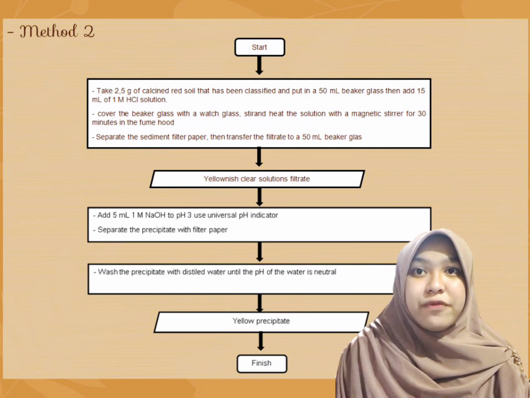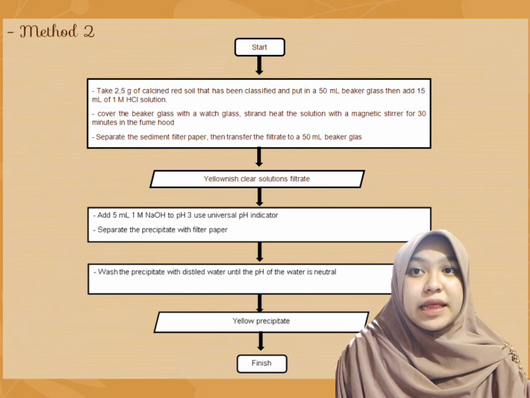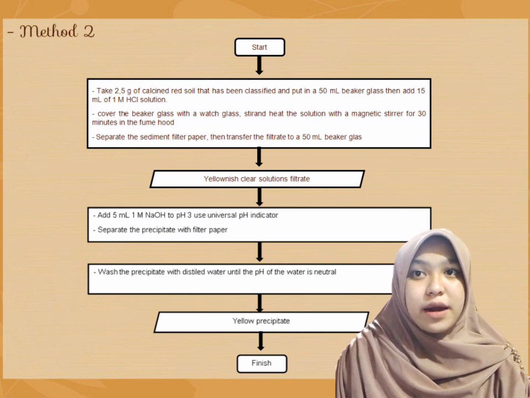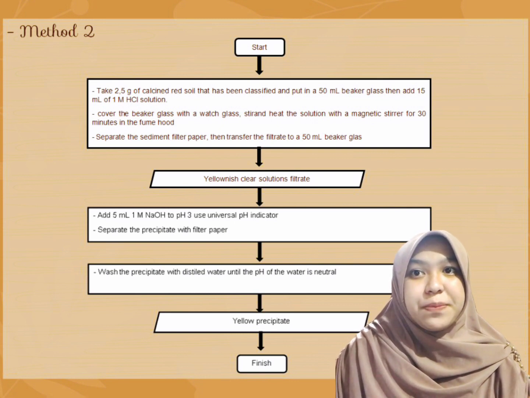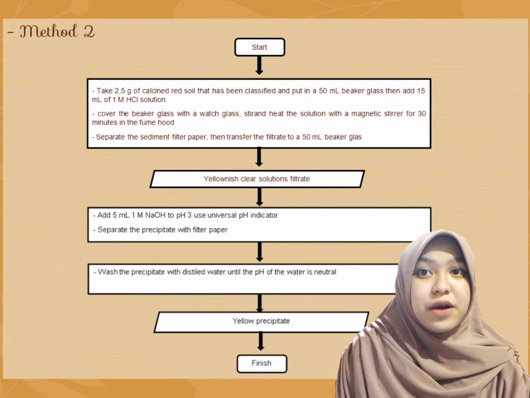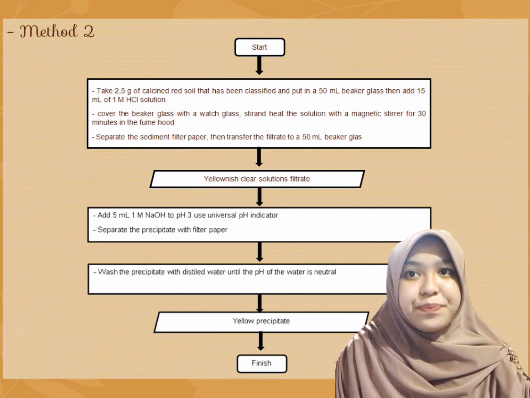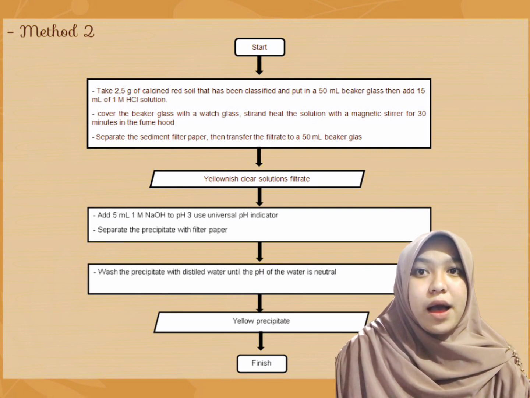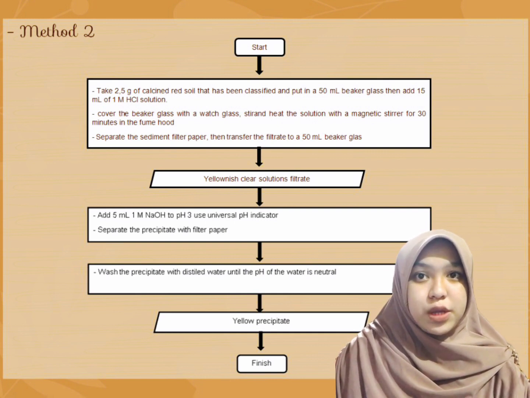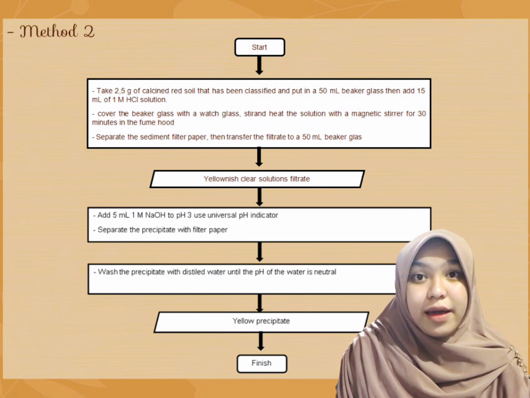The filtrate is a clear yellowish solution, and add 5 milliliters of 1 molar NaOH to pH 3, using universal pH indicator. Separate the precipitate with filter paper and wash the precipitate with distilled water until the pH of the water is neutral, giving a yellow precipitate, and finish.